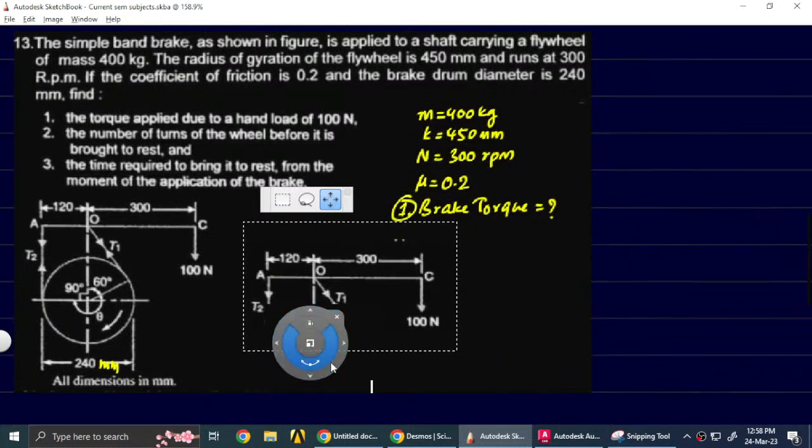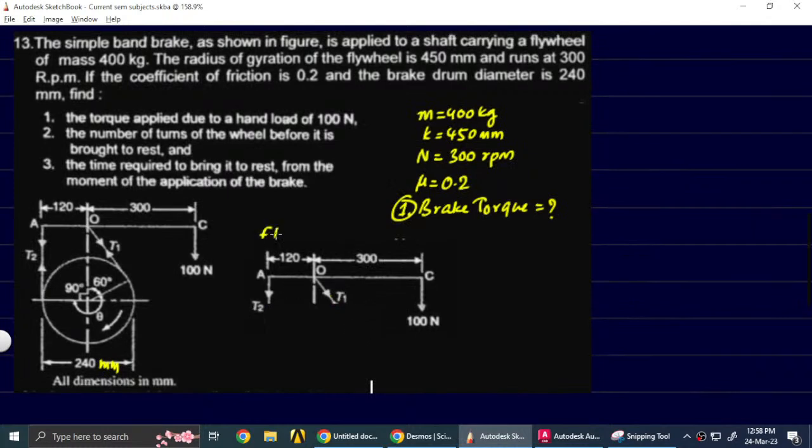So this is the free body diagram. The free body diagram of the lever is coming out like this. T1 is the tension here, T2 is the tension here, and 100 newtons is the value of the force that is acting over here.